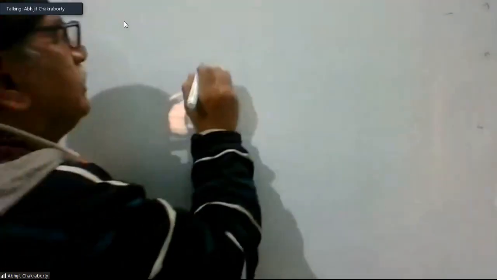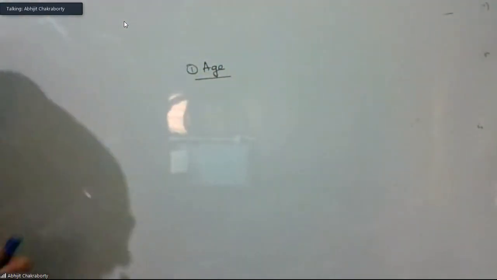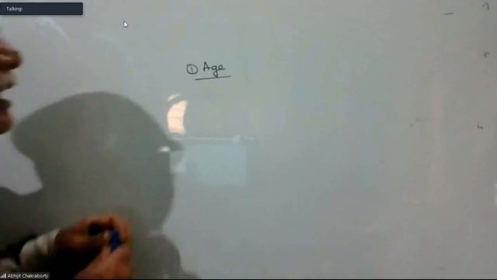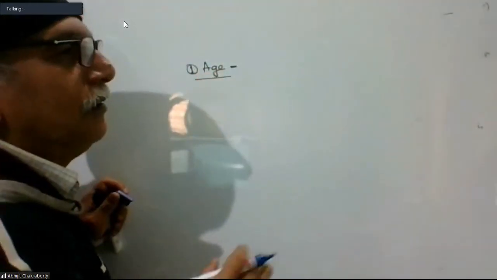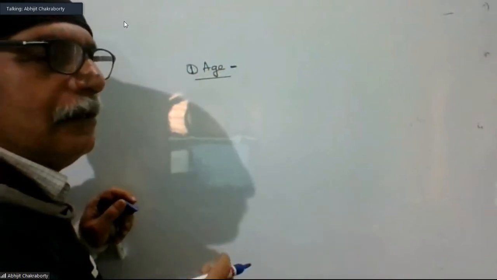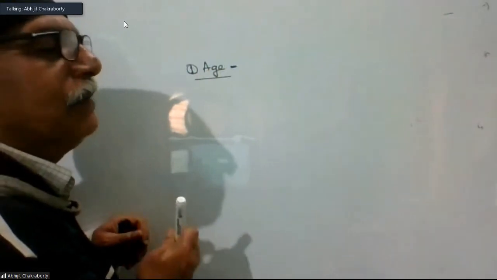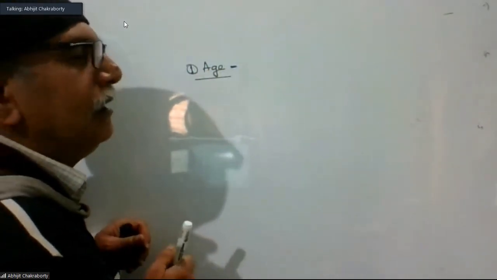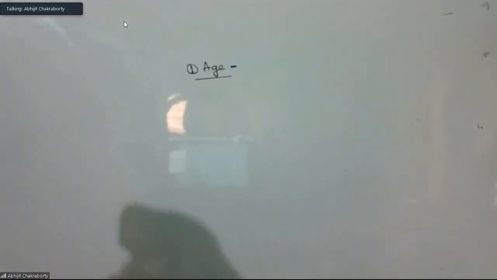Age is also a factor. With increased age, the rate of photosynthesis decreases. So age is also a factor. Normally, whenever a leaf is tender, when it becomes mature, gradually the rate of photosynthesis increases. But after senescence, when the leaf is old, the rate of photosynthesis decreases. Remember these things.